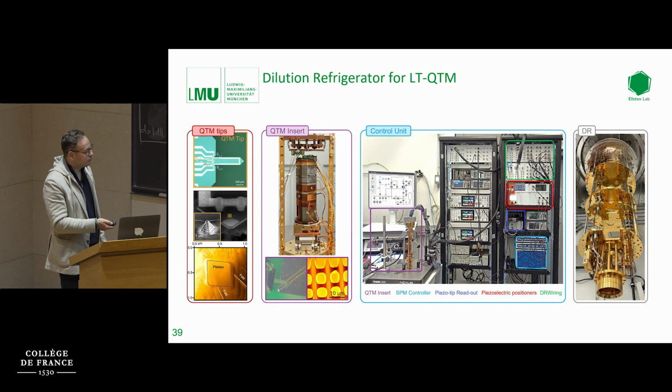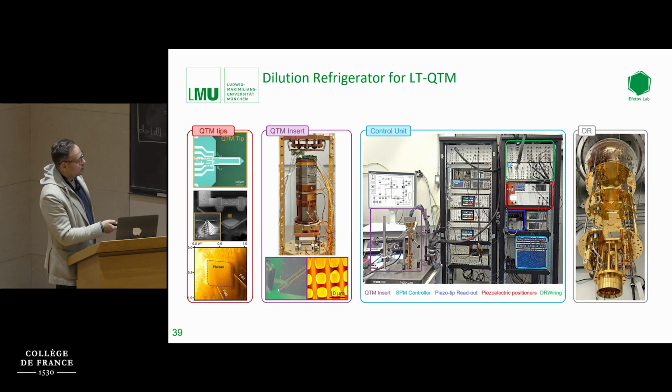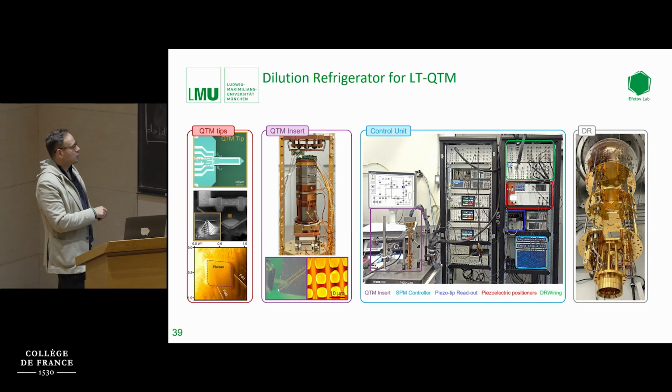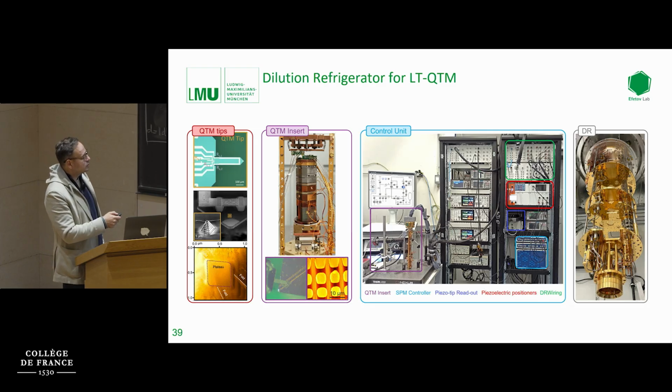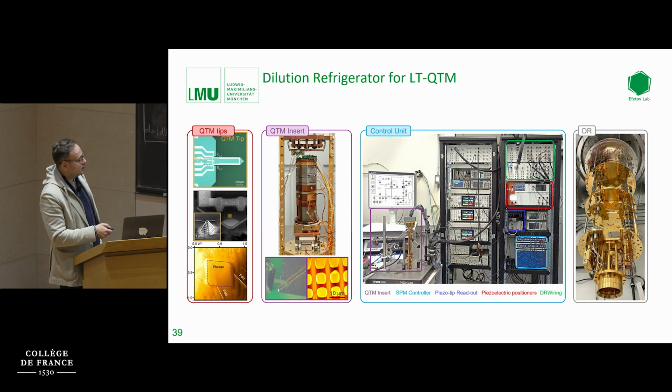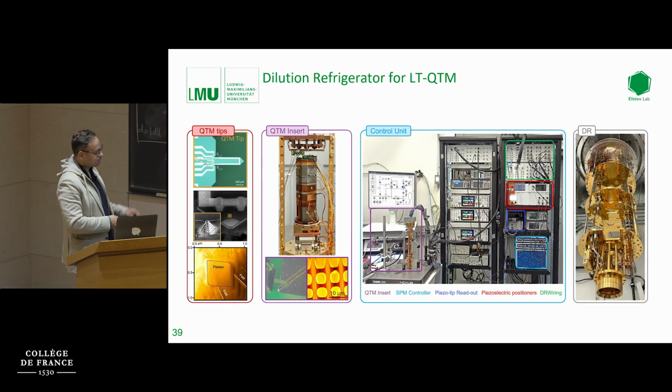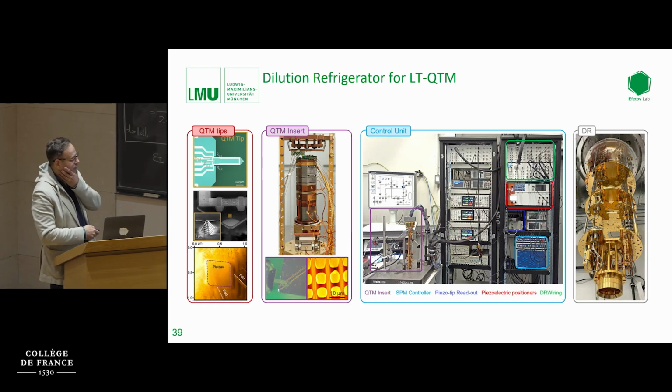And just as a proof of principle, we also now have a low temperature setup. So again, this whole QTM business is compatible with millikelvin temperatures and high magnetic fields. We now have a setup which can go up to 9 or 11 Tesla and 10 millikelvin. And here is a first scanning of such a QTM setup that we have here.